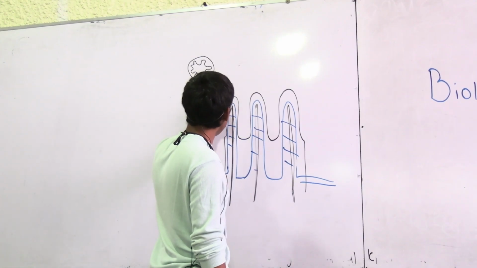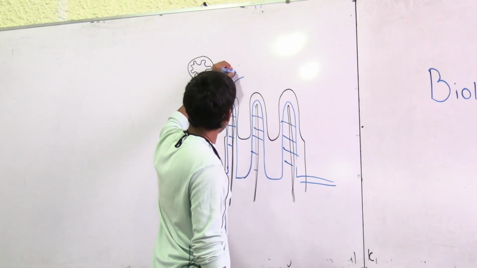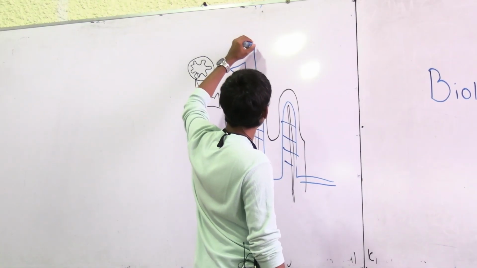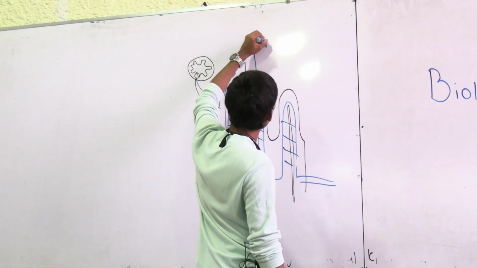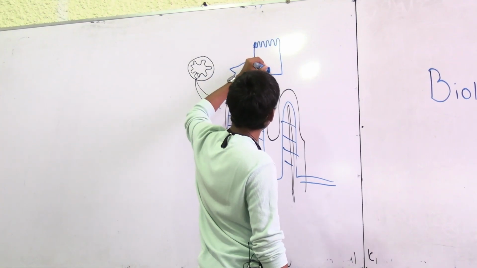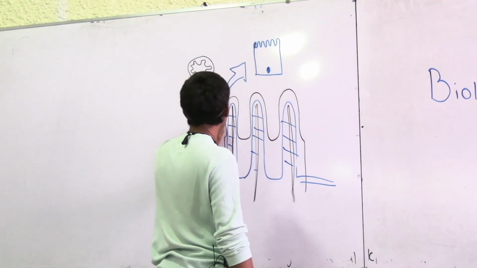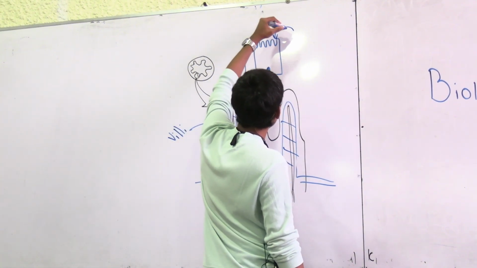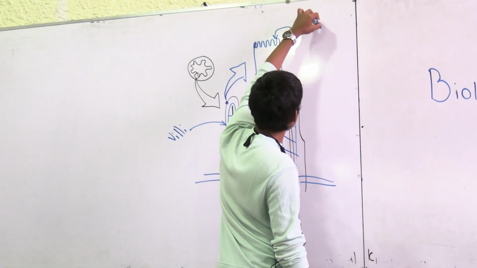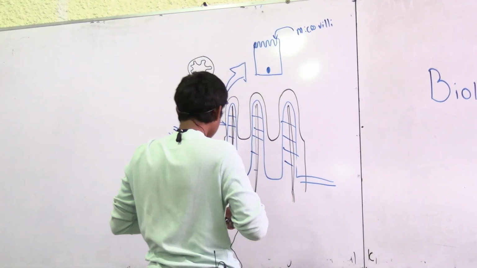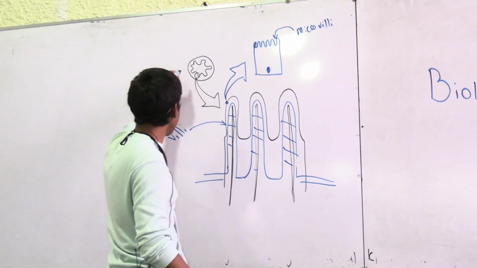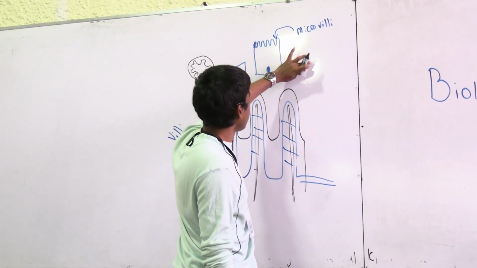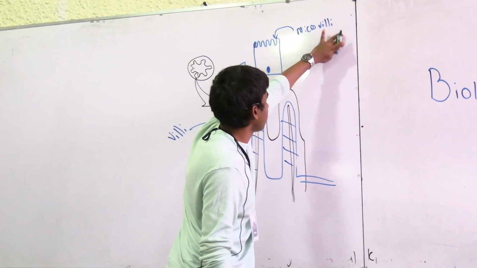If we enlarge this portion, let's say this is an epithelial cell lining your small intestine. This is called a villi, right? These are called microvilli. The function of these circular foldings, villi and microvilli is to increase the surface area in the small intestine for effective absorption of nutrients.